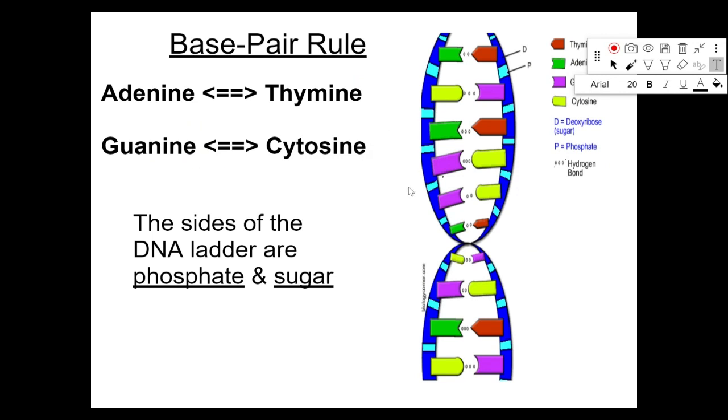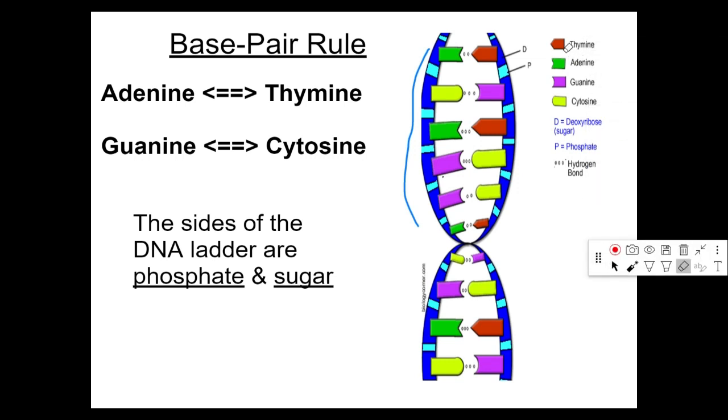The sides of the ladder are what they call the sugar phosphate backbone, right? So this blue part right here is a sugar phosphate backbone. These guys right here are the nitrogenous bases. So this green and this red are the nitrogen bases, and you can see right here, the red ones are the thymine, the green ones are the adenine, the purple is the guanine, and this light green is a cytosine. So an A will always be with a T. You will never see them lined up any other way.